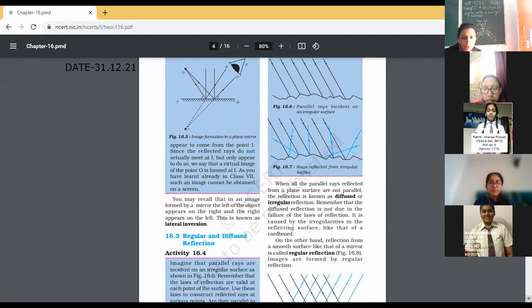types of reflection. We are having two types of reflection. One is regular and the other is irregular. Irregular, or we can say diffused reflection.